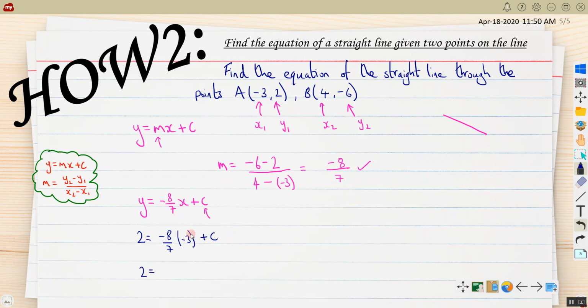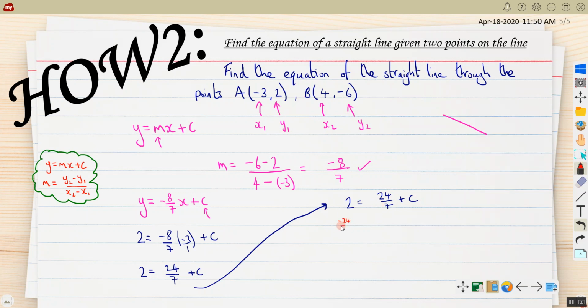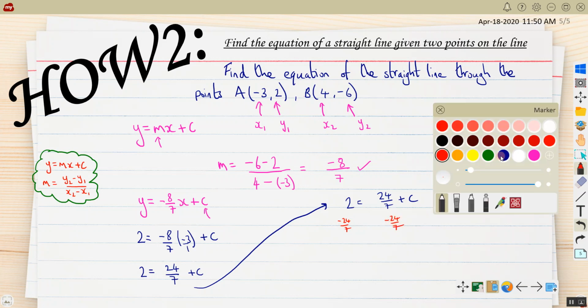So I've got 2, I'm multiplying fractions. This is negative 3 over 1, so that becomes negative 8 times negative 3, positive 24, divided by 7, plus c. So I'm just going to take this up here, and then have to solve this equation. So I'm going to subtract 24 over 7 from both sides. So I'll just write out the equation again, and I will do the working. So subtract 24 over 7 from here, subtract 24 over 7 from here. And we're going to do this without a calculator.